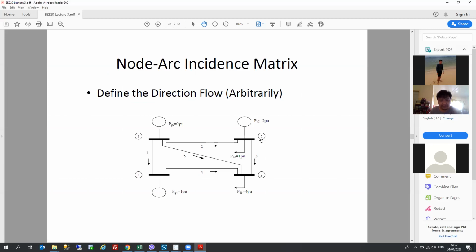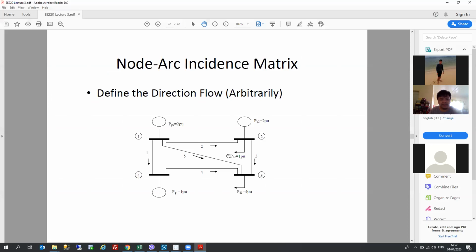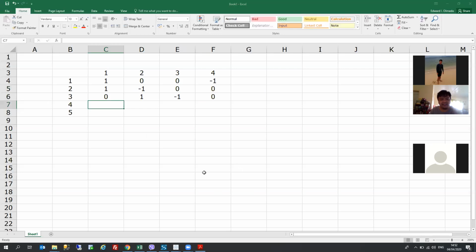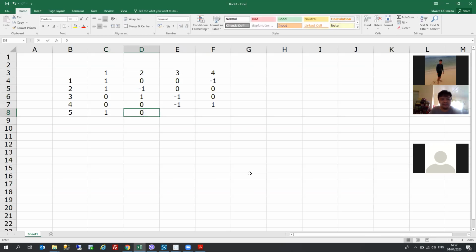Line 3 is from bus 2 to 3. Line 4 naman, ito is from bus 4 to bus 3. And finally, line 5 is bus 1 to bus 3.